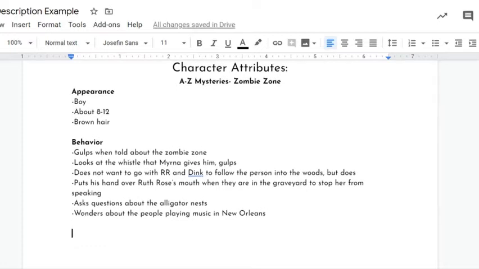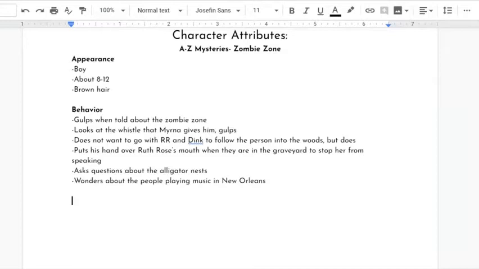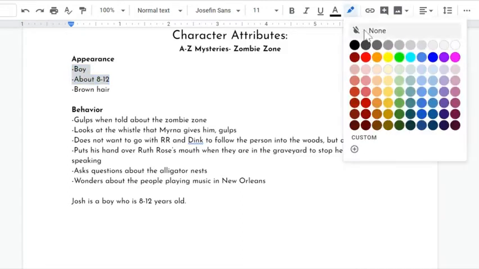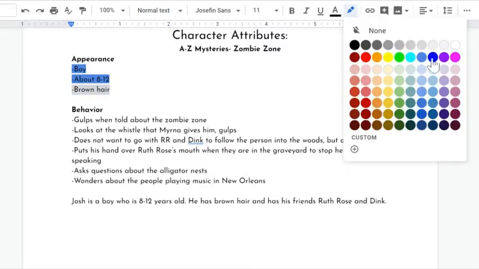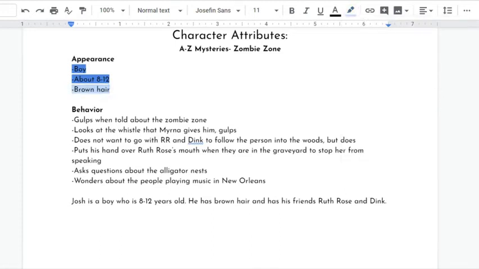So here's what that's going to look like. I'm going to start with the character's name, Josh, the boy, who is 8 to 12 years old, and combine both of these really in my first piece right here. Okay, so I know that I've done that. I'm going to knock that one out. I'm going to put that there in blue because I know I've done it. After that, I'm going to come down. He has brown hair and has his friend, Ruth Rose. I don't necessarily need to add that because it's not really part of his appearance, but that's okay. They're usually kind of by each other's side. So that one's in there. Boom, my appearance is done.